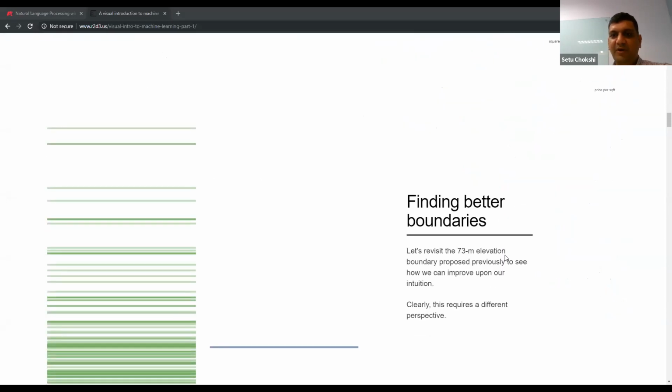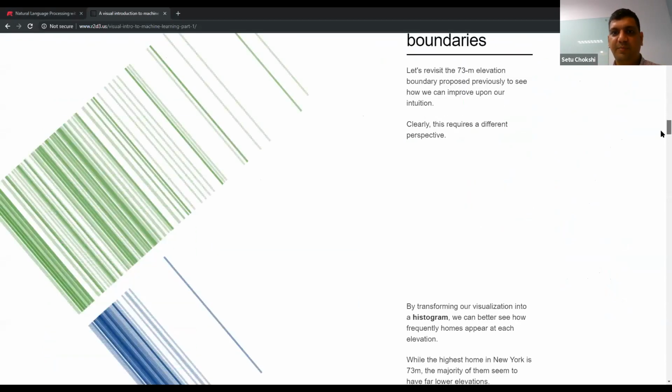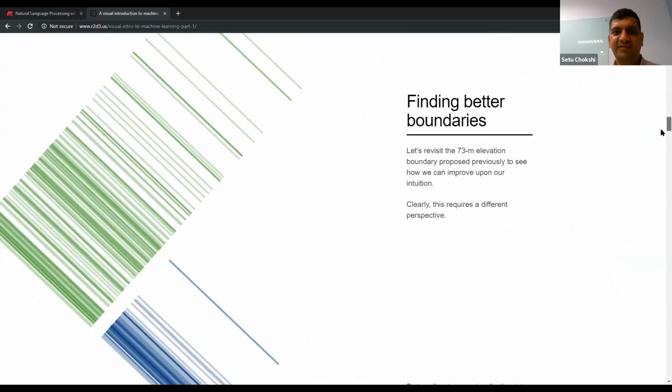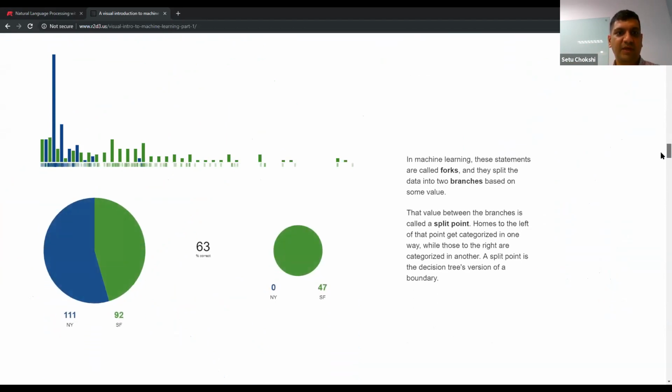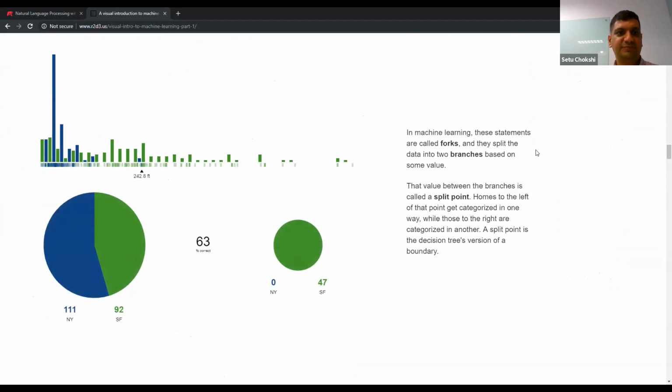So let's come back to our previous structure, where we said we are just going to look at elevation itself. Now let's change the perspective, right? Instead of drawing those bar charts, now let's do something which we call a histogram, and let's see where these values land. So if I start off with 240, which is a value that almost all of you suggested, just by this attribute alone, I would get 63% of these values to be correct, right?